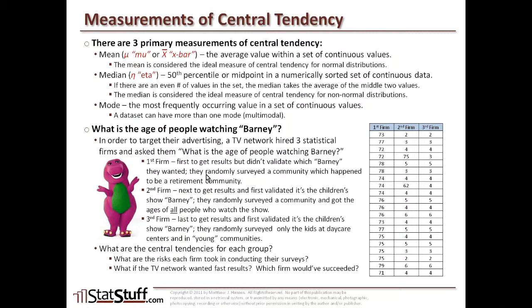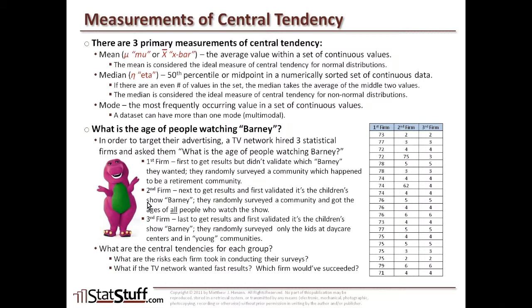Well, the first firm came back with the fastest results, but again, it wasn't the right results, so they probably would throw those out altogether. But among the other firms, the second and third firm, the third firm came in last. The second firm came in after the first firm. So even though they're faster, they did have a higher average at 10.5.